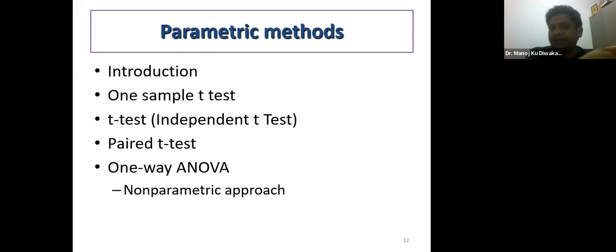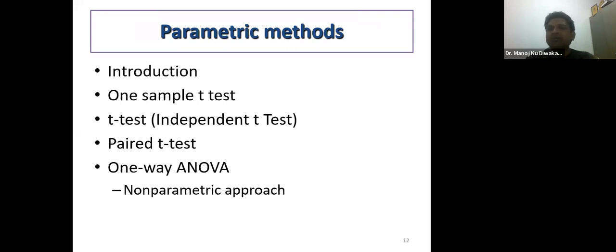That is the parametric method. Here we will discuss the one sample t-test, the independent t-test, which is also called the two sample t-test, and then the paired t-test, where you have paired samples. Then we will talk about the one-way analysis of variance. These are all part of the parametric methods.